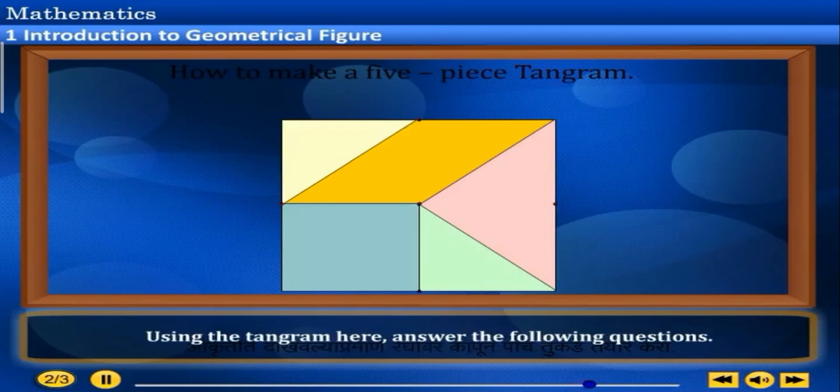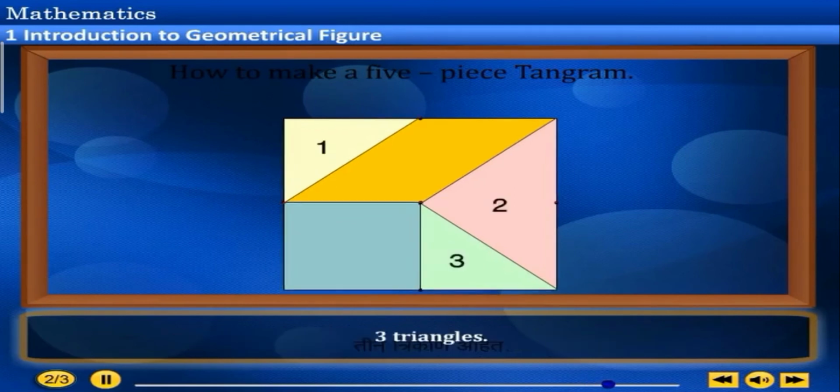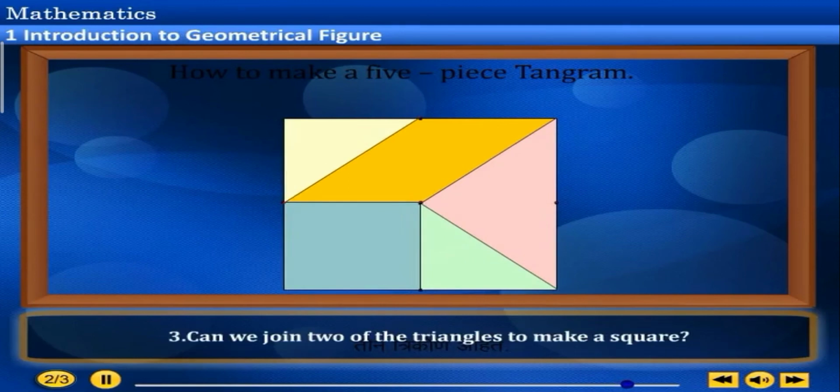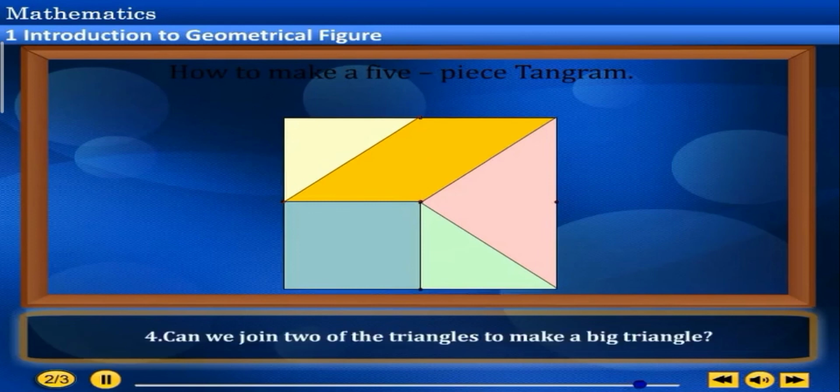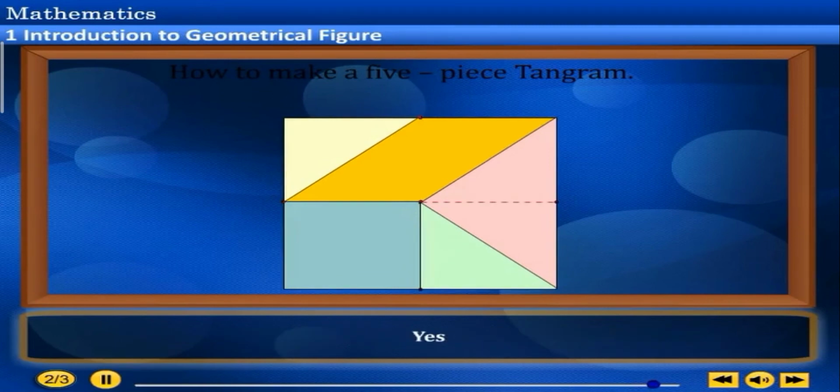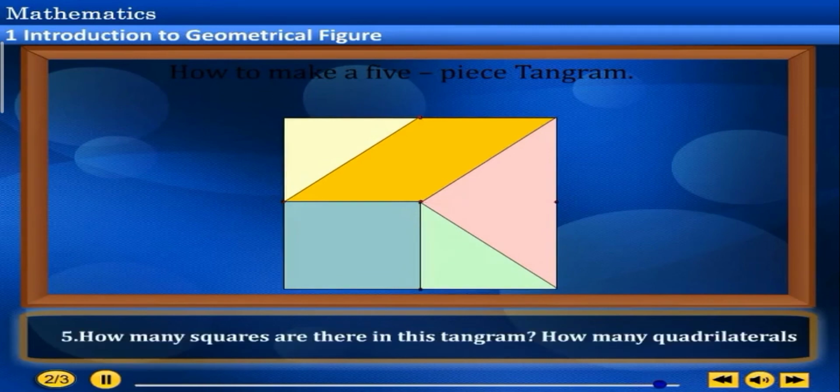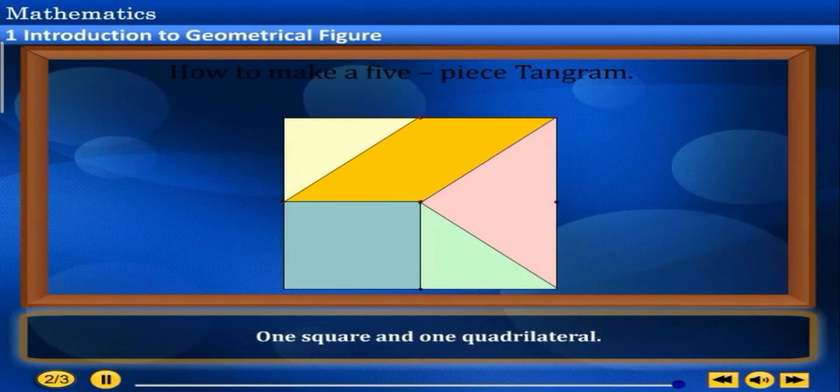Using the tangram here, answer the following questions. 1. How many triangles are there in your tangram? 3 triangles. 2. Are all the triangles alike? No. 3. Can we join 2 of the triangles to make a square? Yes. 4. Can we join 2 of the triangles to make a big triangle? Yes. 5. How many squares are there in this tangram? How many quadrilaterals? 1 square and 1 quadrilateral.